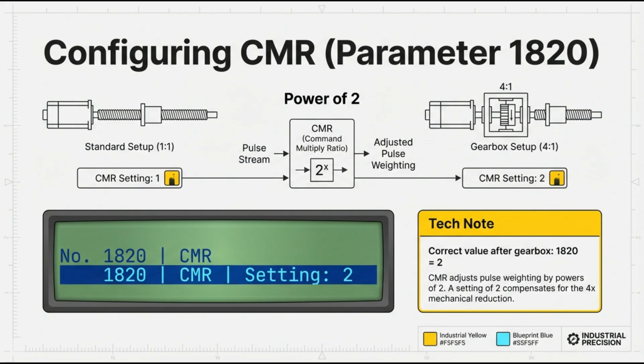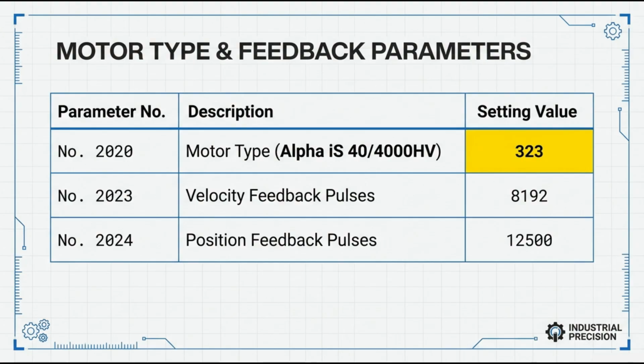To configure CMR parameter 1820, a setting of 2 is correct after the 4x mechanical reduction, as it compensates for the 4x reduction by adjusting pulse weighting by powers of 2. We need to set the motor type parameter No. 2020 to 323 for the Alpha iS 4000 HV motor. Other feedback parameters, 2023 and 2024, are also shown here.